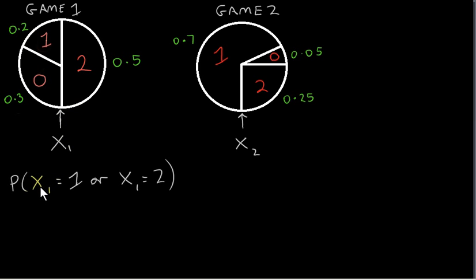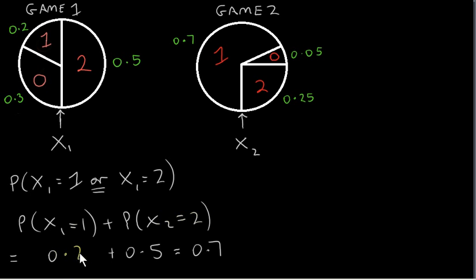So we want the probability that x1 equals 1 or that x1 equals 2. So we could use our OR rule for this situation. The pointer is either pointing at 1 or 2. It can't point at both, so these are mutually exclusive events. So we just add the probabilities. We just get the probability x1 equals 1 and add it onto the probability that x1 equals 2.